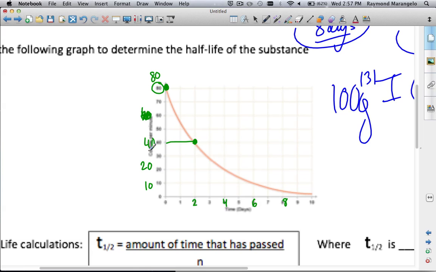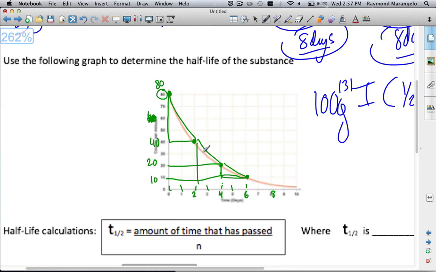It's there. All right, half of 40 is 20. Where's that? It's there. Half of 20 is 10. It's there. Notice something? Half of 80 is 40. How long did that take? It took us 2 days. Half of 40 is 20. It's right there. How long did that take us? 2 days. All right? And then half of 20 is 10, and that took us 2 days. Okay, so every 2 days we're losing half of our sample, so the half-life is 2 days.